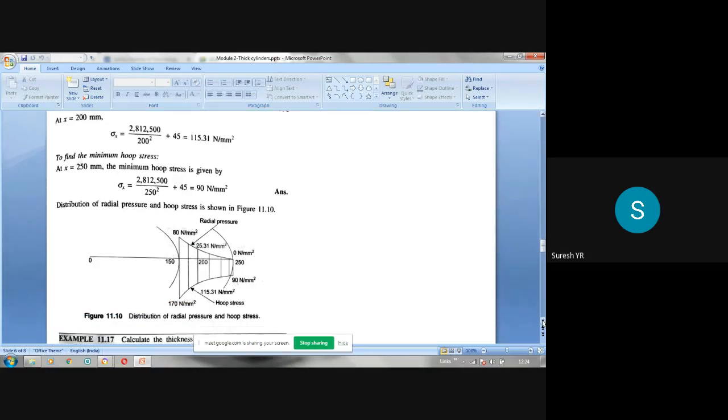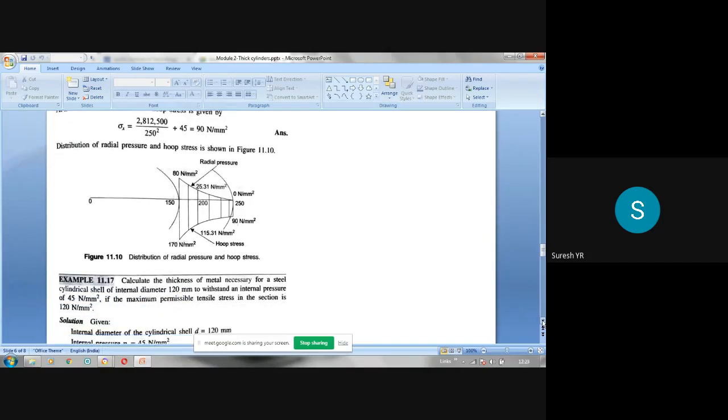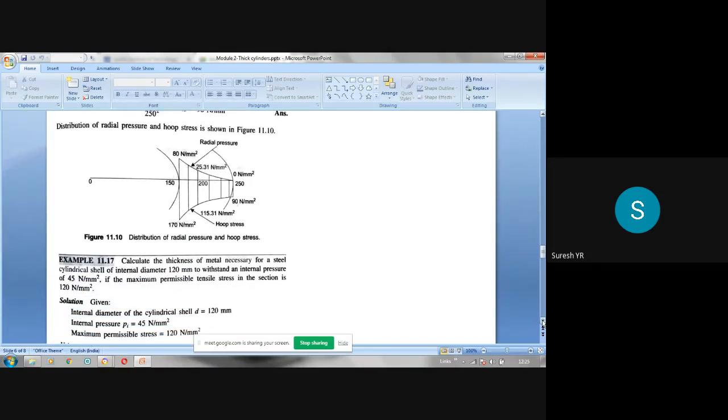Second type of problem is, see, calculate the thickness of metal necessary for a steel cylindrical shell of internal diameter 120 mm to withstand an internal pressure of 45 Newton per mm square if the maximum permissible tensile stress in the section is 120 Newton per mm square. See, this is how they will ask.